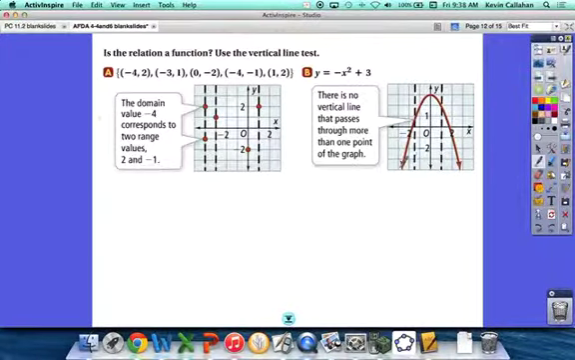This is a parabola that opens down. Can you imagine anywhere on that graph that a vertical line would cross in more than one spot? No. So that's a function. That's how you tell whether a graph represents a function, right? So this is a function, and this is not.